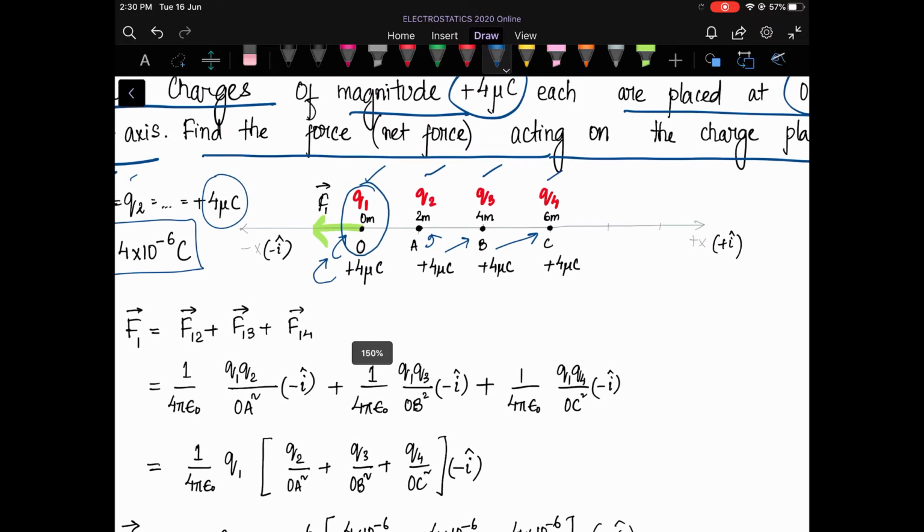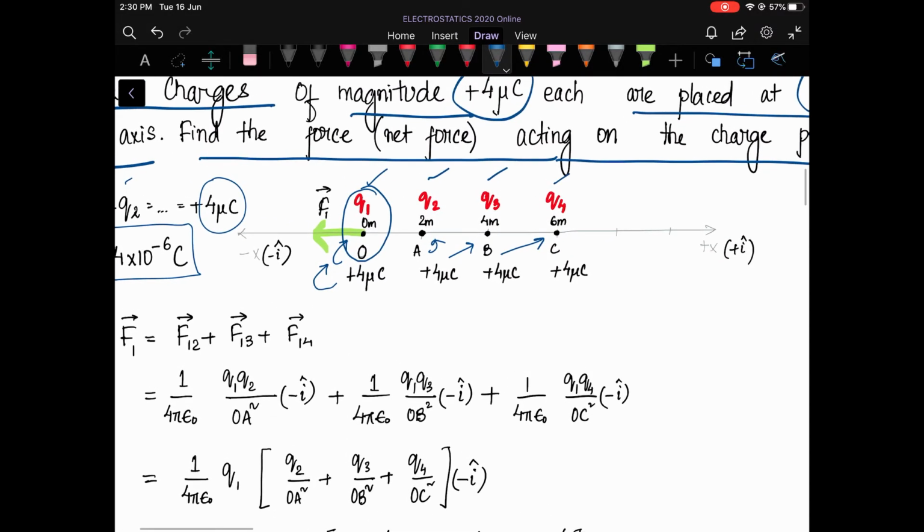And since all of them are positive, if you recall, the first charge will be repelled by the second charge. So we will have a vector in this direction and that vector will be called F12. So this is going to be our vector called F12, the force on the first due to the second. The third charge is also going to repel the first charge because again they are positive. So the first charge will be repelled by the third charge again in this direction.